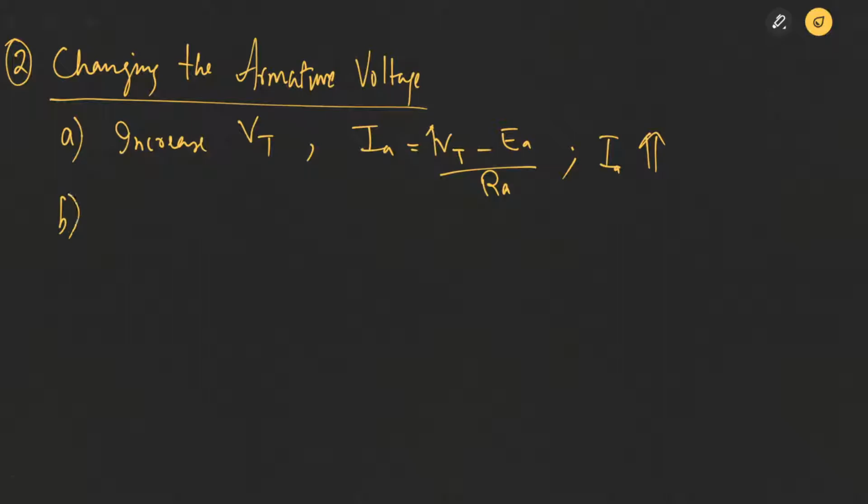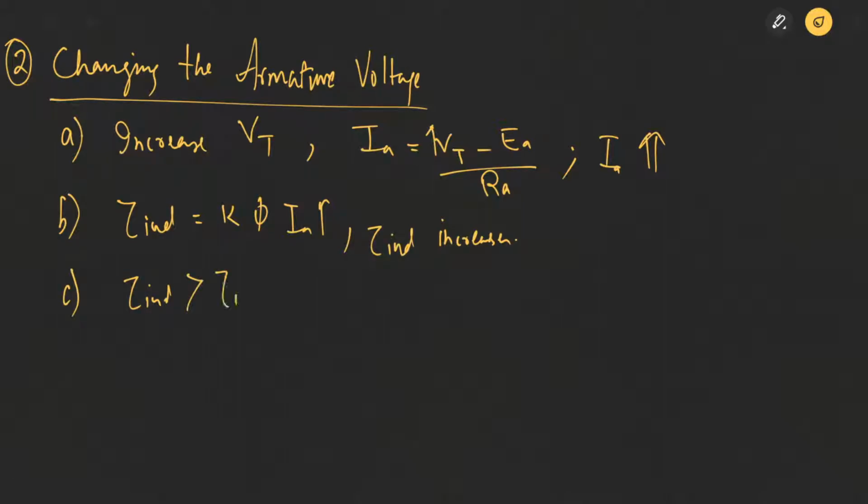If the Ia in the system increases, the induced torque, that's equal to K phi Ia, increases too. In this case, flux is constant. We are not changing the flux of the system. Since the induced torque is greater than the load torque, the speed of the motor increases. The load on the motor is the same, but the electromagnetic torque induced in the system has increased, and the effect of that is that the speed of the motor increases.